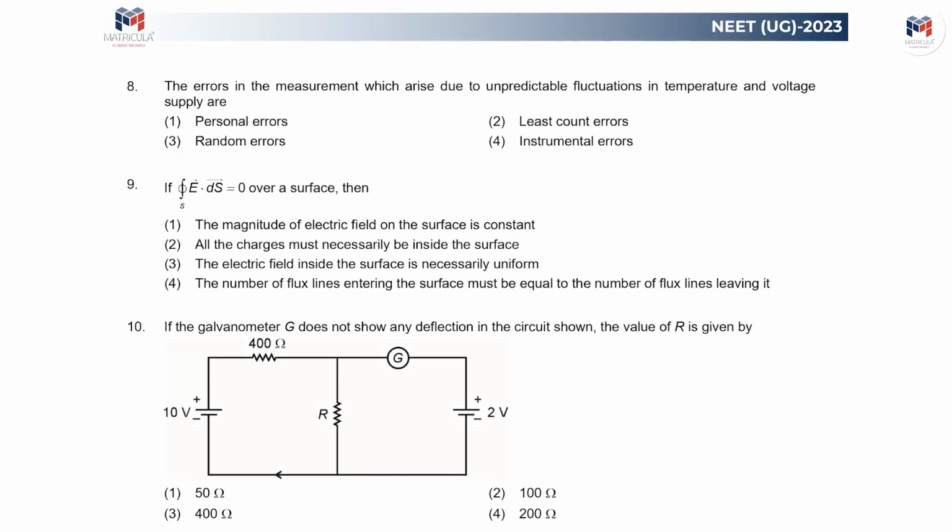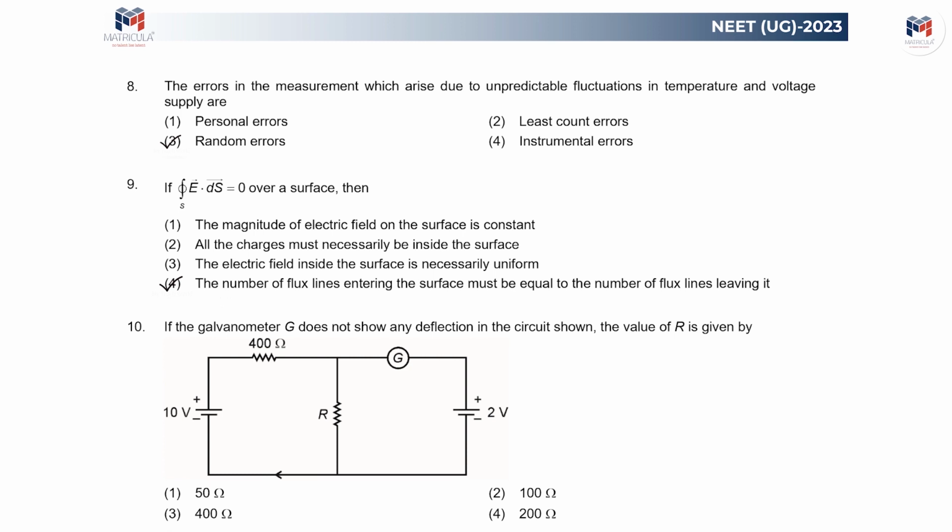Question number 8. The error in the measurement which arise due to unpredictable fluctuations in temperature and voltage supply are. The answer is option 3. Random errors. Question number 9. If closed line integral of E dot ds equal to 0 over a surface, then the answer is option number 4. The number of flux lines entering the surface must be equal to the number of flux lines leaving it.